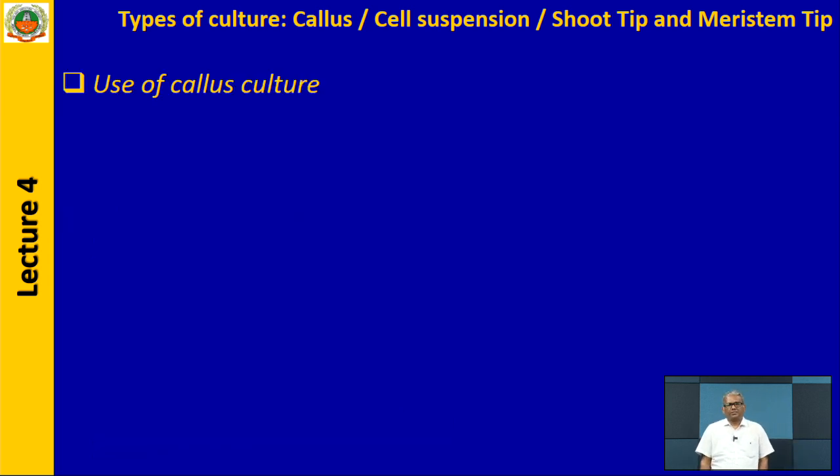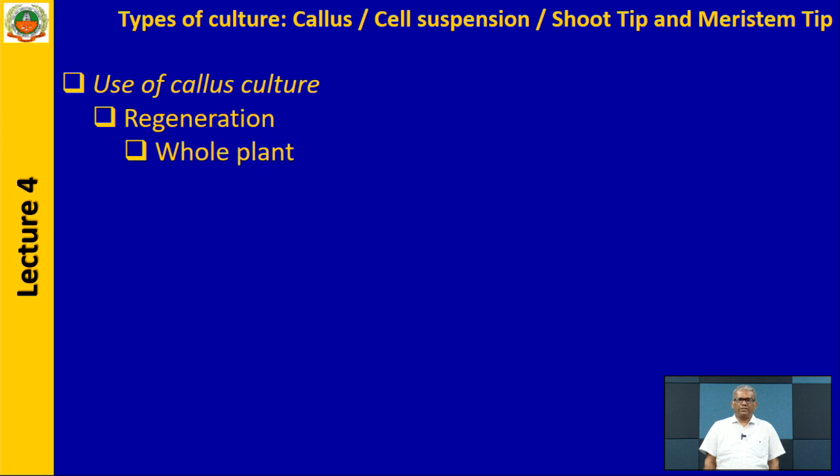So, the callus culture, why is it used, or what are the uses of callus culture? The callus culture can be used for regenerating a whole plant either by forming the shoots or the roots or roots and shoots parallelly, which we call caulogenesis, rhizogenesis or caulorhizogenesis. The callus cells can also be programmed to form somatic embryos which are bipolar structures.